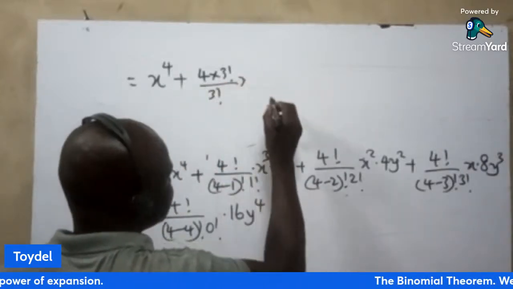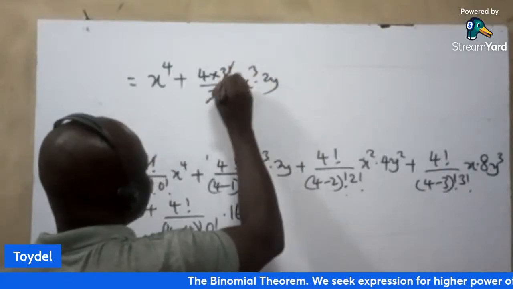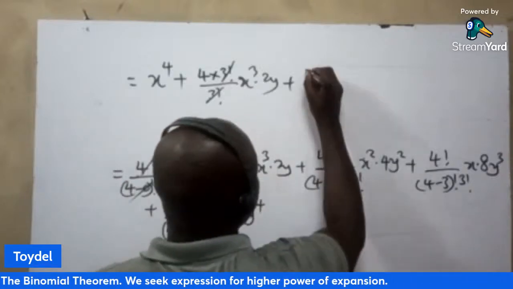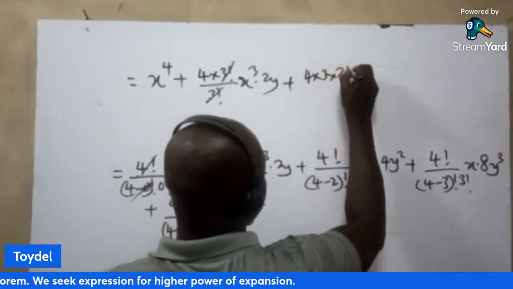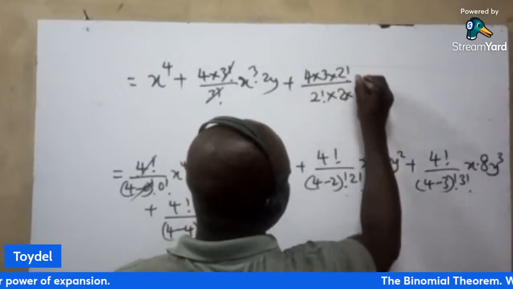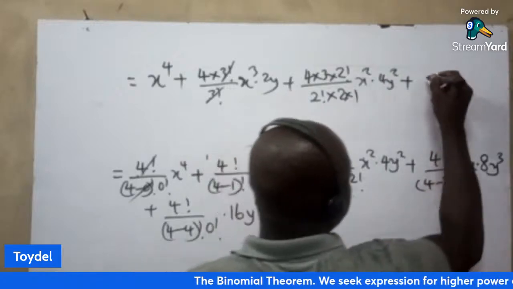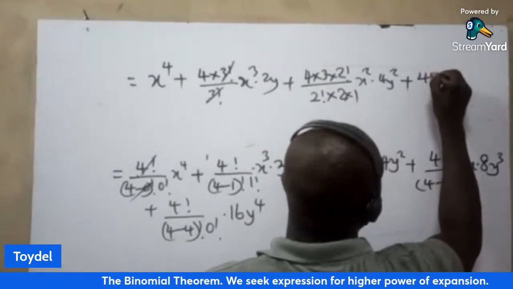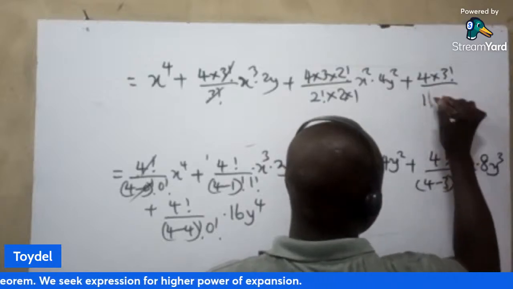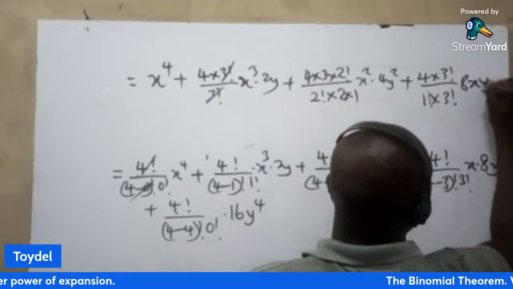Then s cube multiplied by 2y. 3 factorial will cancel 3 factorial. We only have 4. Plus here, the 4 minus 2 is 2 factorial. I'll reduce this to 4 times 3 times 2 factorial all over 2 factorial multiplied by 2 factorial, which is 2 times 1. Then I will have s squared multiplied by 4y squared, plus here I'm going to have 4 minus 3, I have 3 factorial. That will be 4 times 3 factorial all over 4 minus 3, which is 1 factorial. 1 factorial is 1 multiplied by 3 factorial. Then I'm going to have 8y cube.